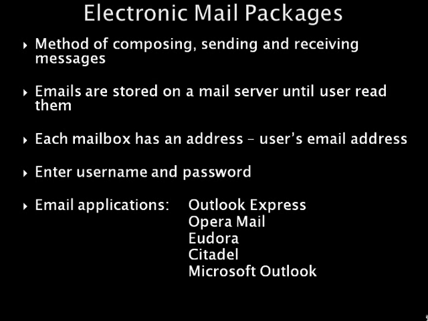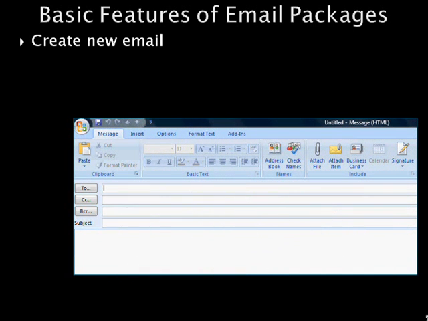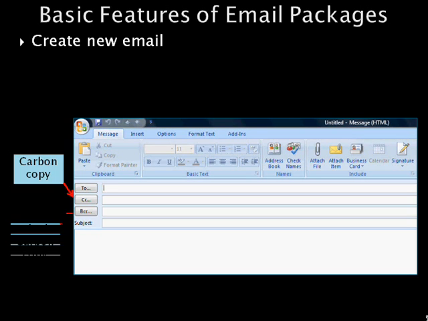Some common features of email packages are: create new mail by composing a message. The mail can be copied to other recipients also by adding the email address in the CC, that is carbon copy, text box. However, if you add a recipient's mail address in the BCC, that is, the blind carbon copy, a copy of the message will be sent to that recipient, but the email address of that recipient will not be visible to other recipients of the message.